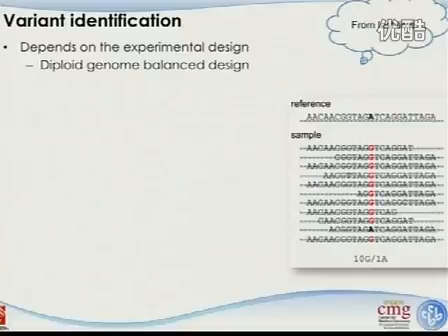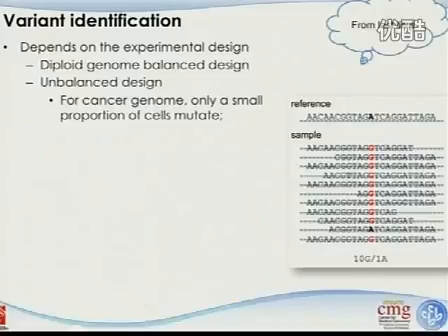For the diploid genome balanced design, this is one example here. So you can see this is a genomic location. This A is the reference, and you have 11 reads covering this region. 10 of them are G. So you probably think, oh, this is a homozygous G here. This A probably is a sequencing error, a certain type of error.